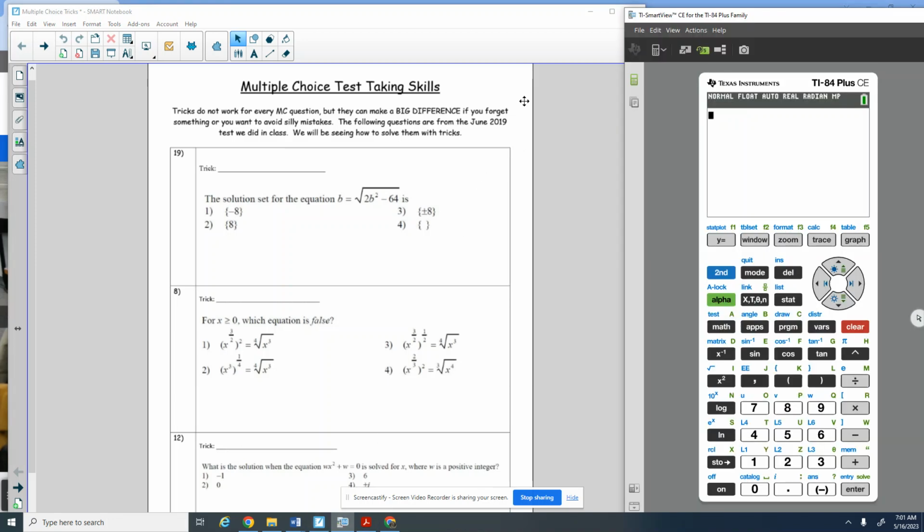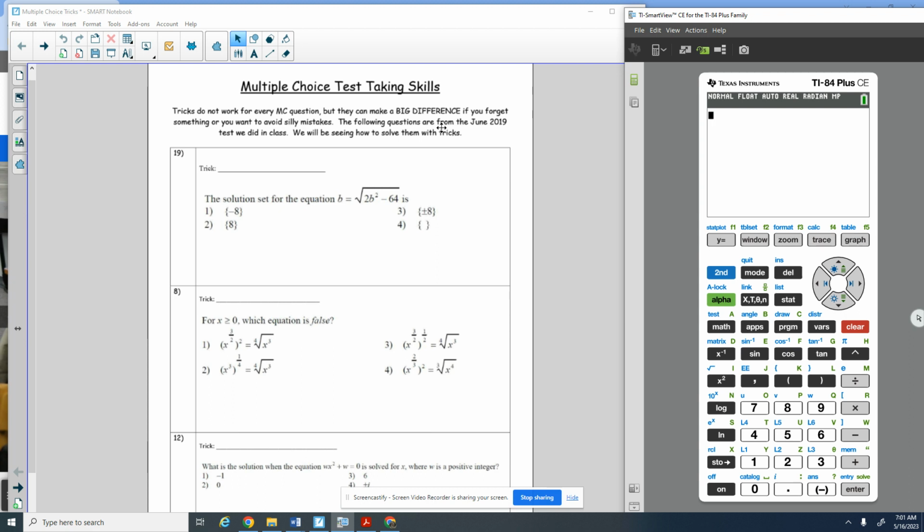In class today, we're going to be working on multiple choice tricks, which are great ways to do multiple choice questions when you're not sure what to do, and also to check your answers to make sure you didn't make silly mistakes. All of these questions were taken from the June 2019 test, which was a test we did recently in class.